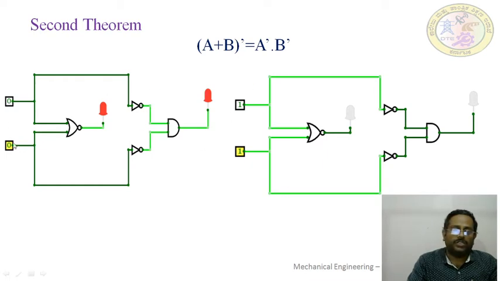For input 0 and 0, the output at LHS and RHS is the same, 1. Here observe 1 and 1. Here also, for a given input 1 and 1, the output at LHS and RHS is 0 and 0, to prove this second theorem. In the same way, for different combinations of inputs, we get the same output at LHS and RHS. Hence the second theorem is proved.